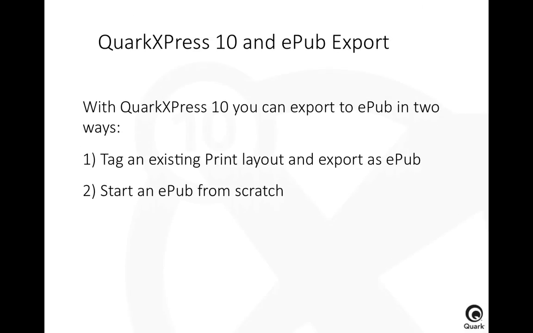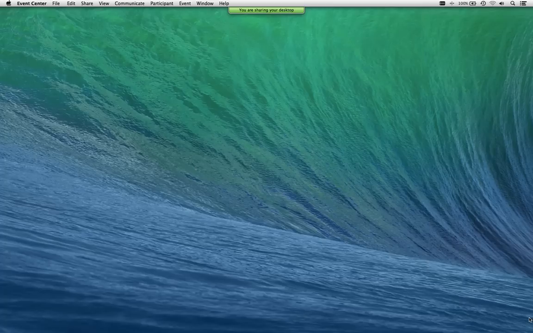With QuarkXPress 10, you can export in two different ways. First, you can of course take an existing print layout. Maybe you have a book or a brochure, something that you want to publish as an ePub. So you take an existing layout and convert that into ePub. I'm going to show you that. And of course, you can start an ePub from scratch, meaning you don't have any content yet. You have a brilliant idea for a topic, for a book, and then you just start writing. And we're also going to show you that. Let's jump into our demo.